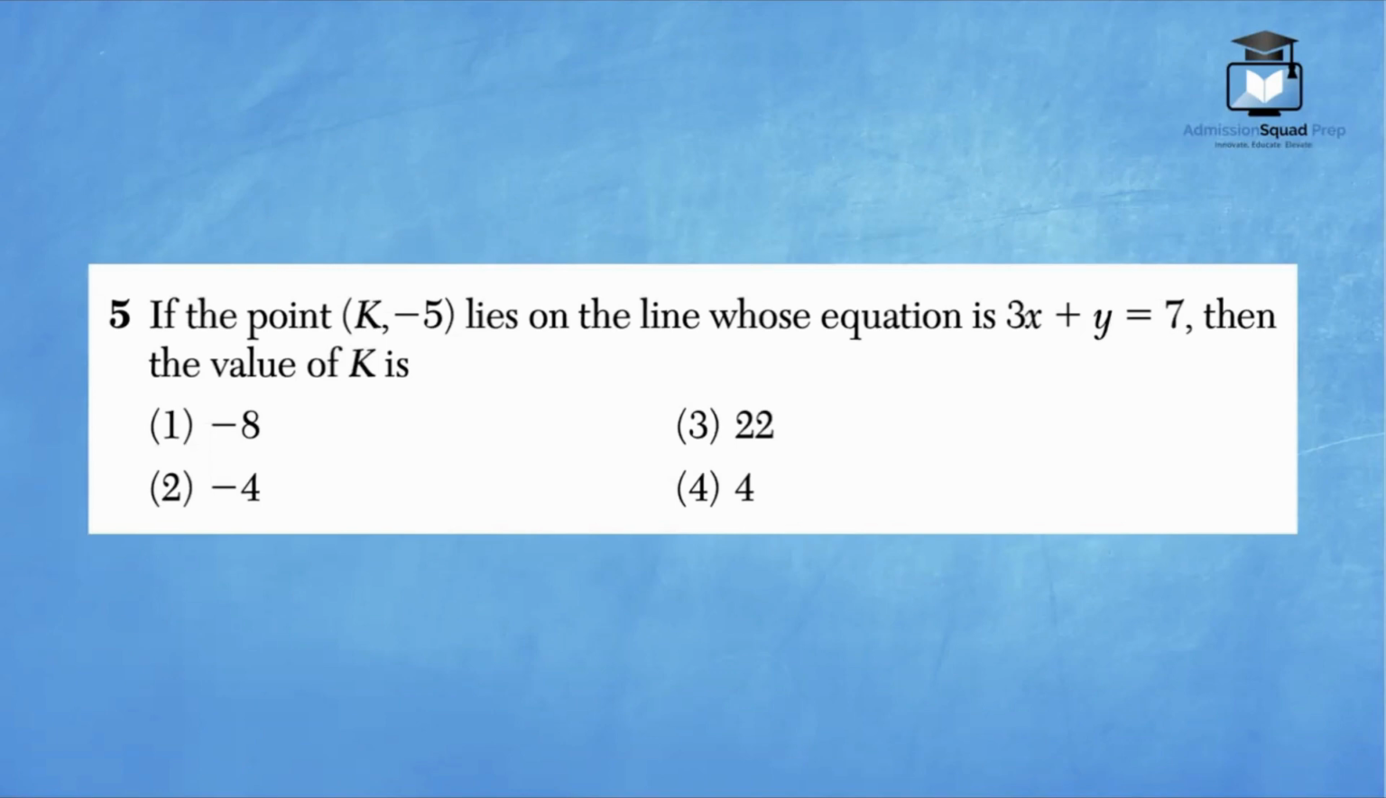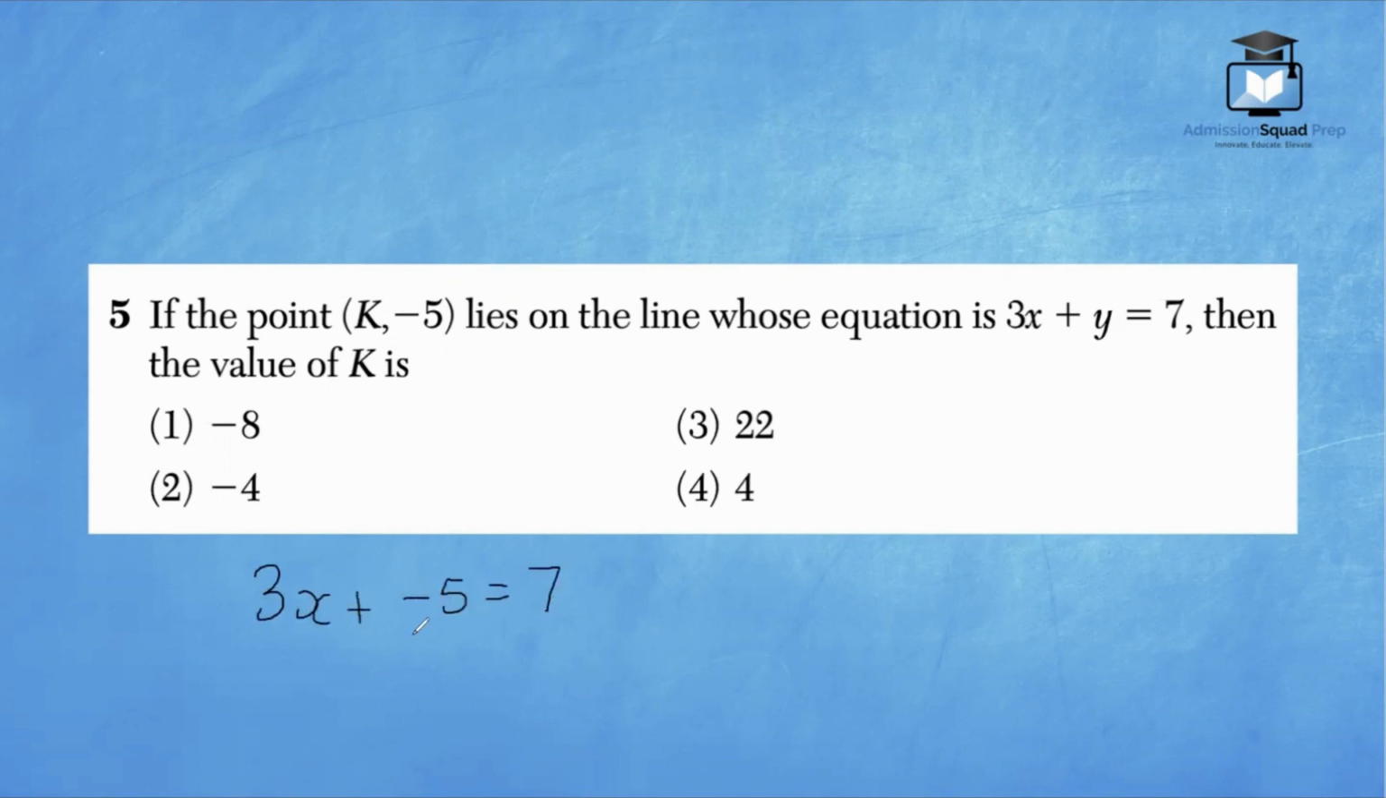For question number 1, we were given the value of x and we needed to find the value of y. For this question, we are given the value of y and we need to find the value of x. So let's go ahead and replace y with -5. We have 3x plus -5 equals 7.